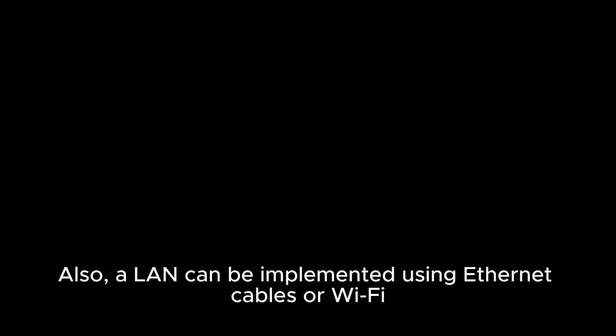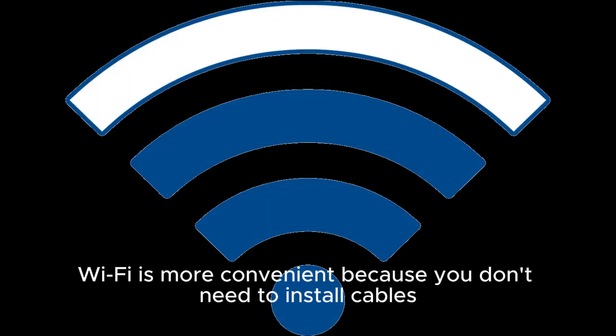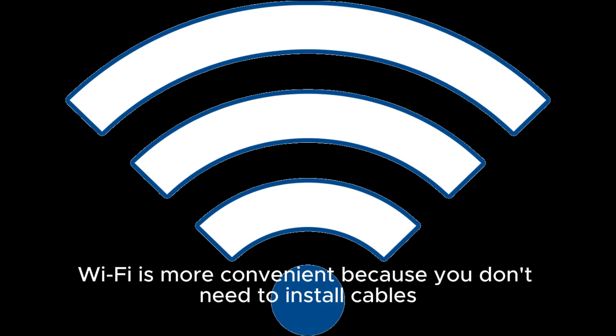Typically, a LAN has speeds ranging from 10 megabits per second to 10 gigabits per second. Also, a LAN can be implemented using Ethernet cables or Wi-Fi. However, Ethernet cables provide higher speeds and better reliability than Wi-Fi. On the other hand, Wi-Fi is more convenient because you don't need to install cables.